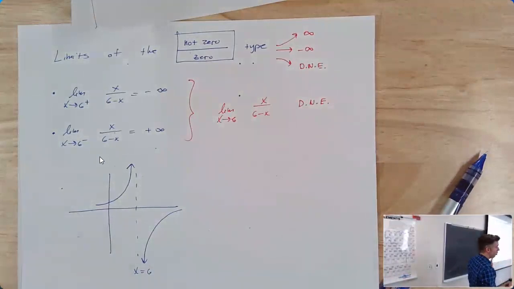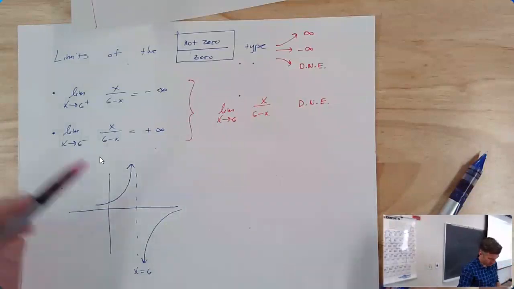I will also say one-sided limits of this type will always be some sort of infinity or negative infinity. They will never not exist. There are other limits that don't exist at all. Just to point out, right?